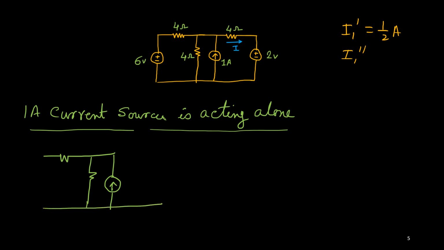okay? This is the resistance. Now this source is shorted, this source is also shorted. This 1 ampere is acting alone, all are 4 ohm resistances, and we need to find out this current I double prime, right?